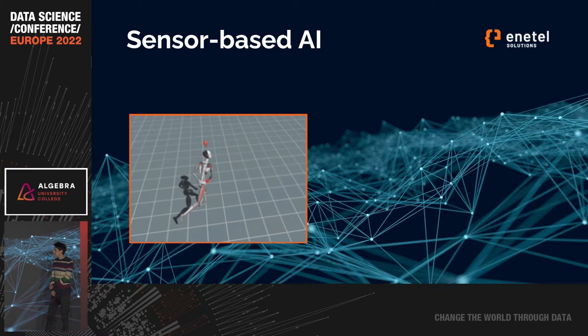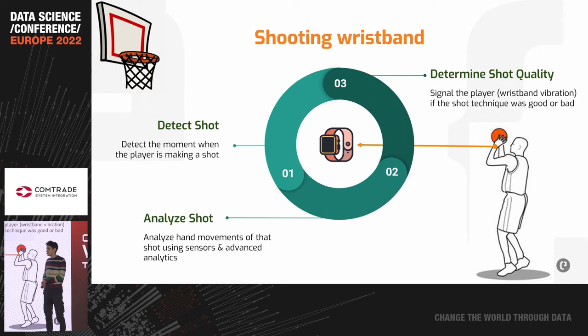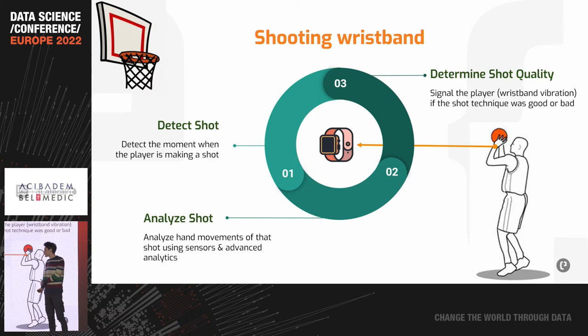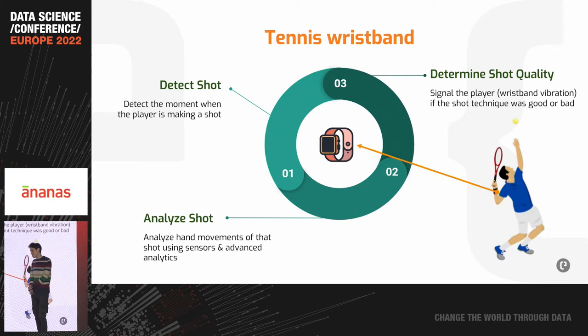One example of a sensor-based AI project is one where you use a smart wristband. We are developing a system where the shots are analyzed, shot quality is analyzed, and the player receives back a signal if the shot was good or bad, and in that way players can improve way faster. We have that for tennis as well. Maybe we'll talk about it next year, who knows.